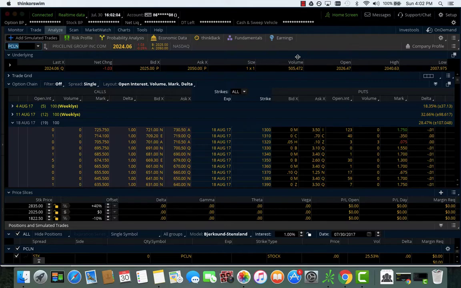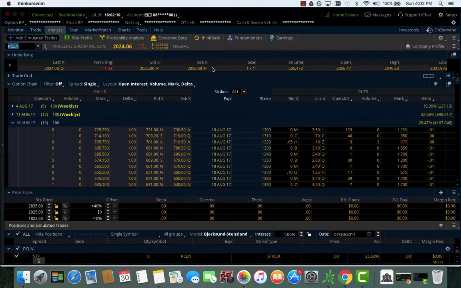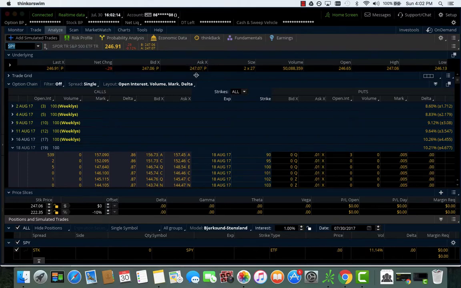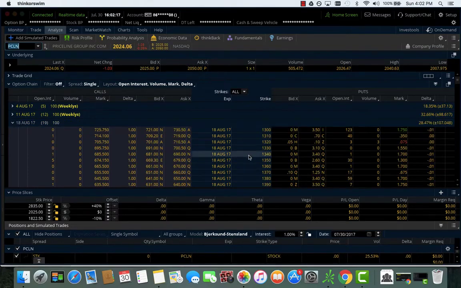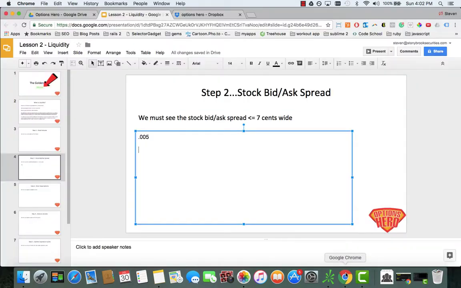Priceline has volume right around 500,000. That is incredibly illiquid, and we're going to move away from it. However, where on SPY we see a 1 penny wide bid-ask spread, on Priceline we see a $25 wide bid-ask spread. Right? Look at this. Big difference here.